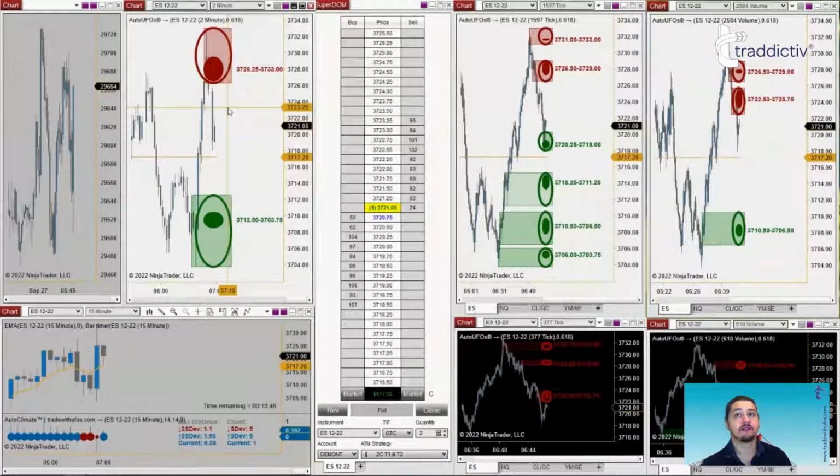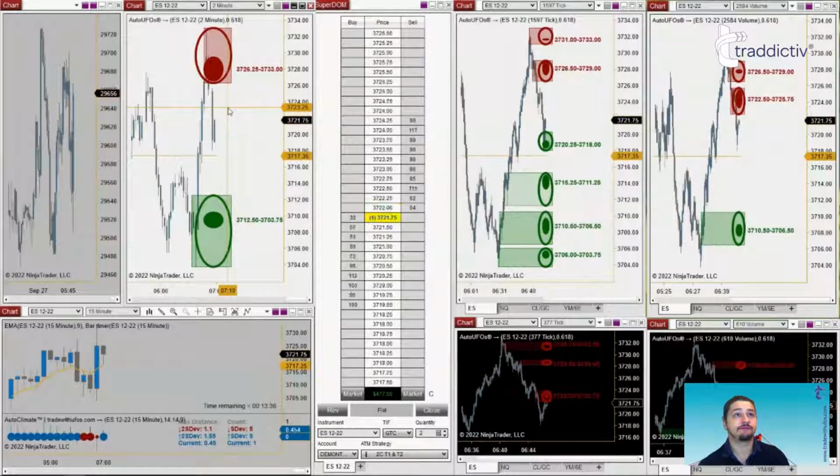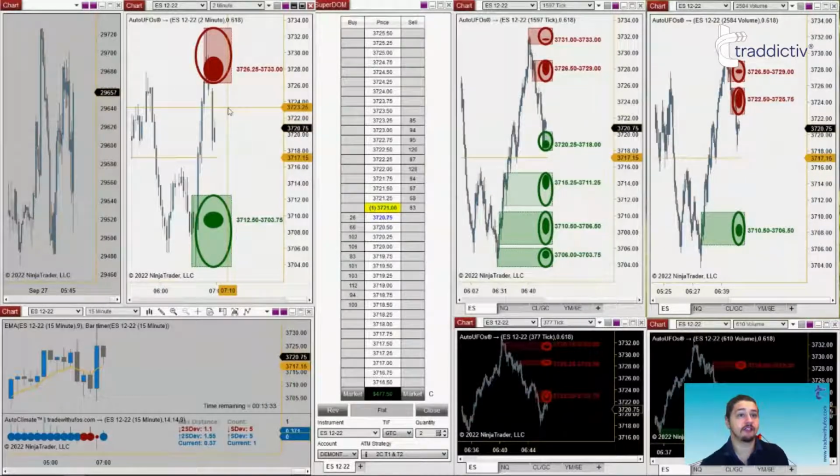Because remember, when you have a large UFO like that, your T1 is going to be so far away. At that point, it doesn't become a safety target. It becomes a target that you just wish for, so to speak.